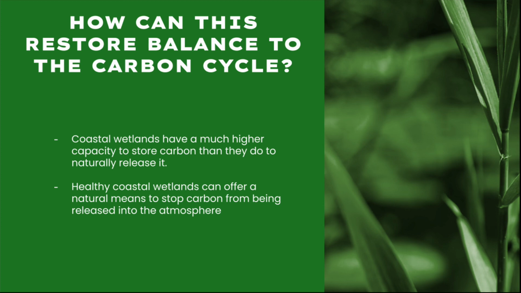In the process of photosynthesis, plants take in carbon dioxide from the air and water to use it to fuel their development. Healthy coastal wetlands often use a natural means to stop carbon from being released into the atmosphere and causing climate change, to keep that carbon secured for millennia.